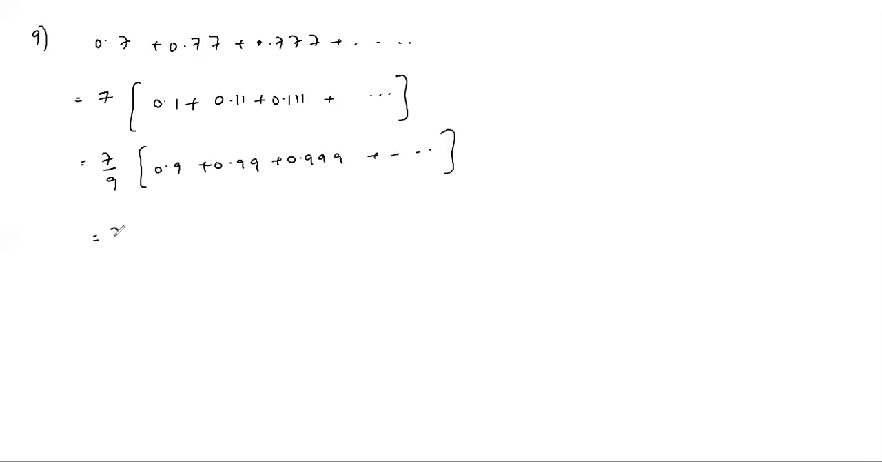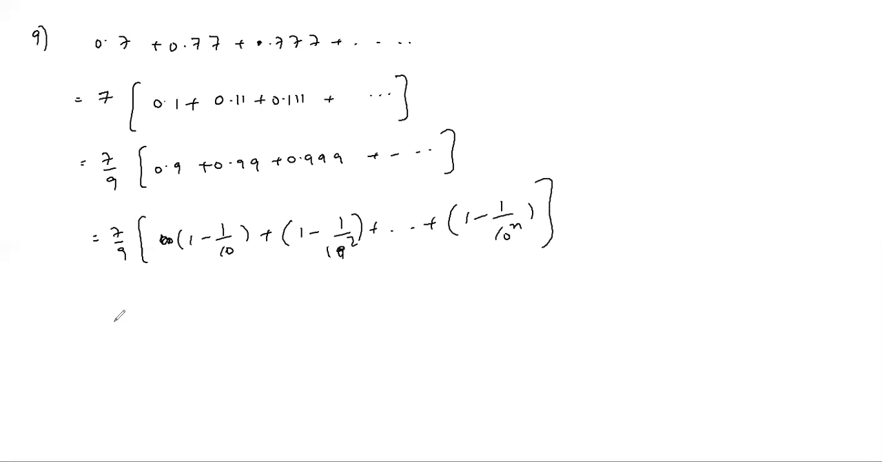Next, 7 by 9 into 0.9; you can write 1 minus 1 by 10. 0.99 you can write 1 minus 1 by 10 square, and so on up to nth term 1 minus 1 by 10 power n. So 7 by 9 into 0.6, already we did. See here 0.7, only 7 will change, remaining same to same. 1 plus 1 plus 1 and so on, n times is n.